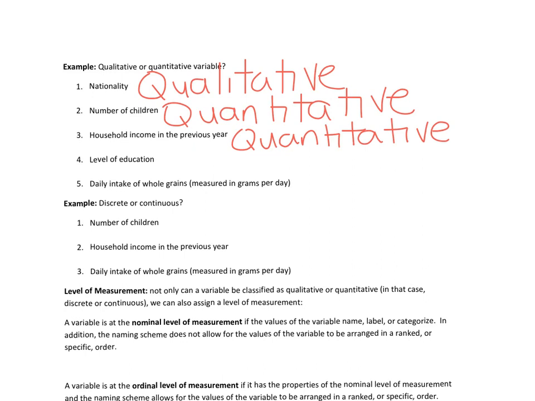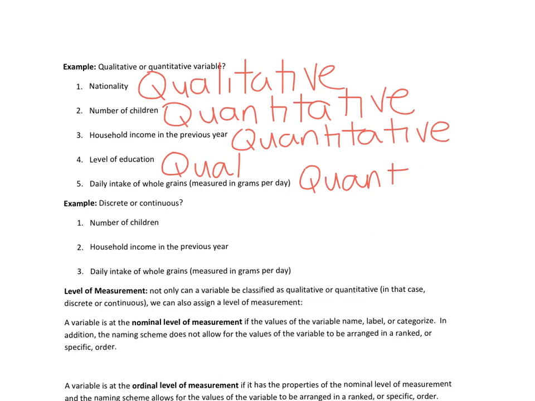Level of education. All right, think post-secondary. So when we're talking about level of education, it's, you know, high school diploma, associate, bachelor's, master's, PhD, et cetera, et cetera. All of those are words. So this is qualitative. And then finally, daily intake of whole grains. Again, that's a number. So that's your quantitative.